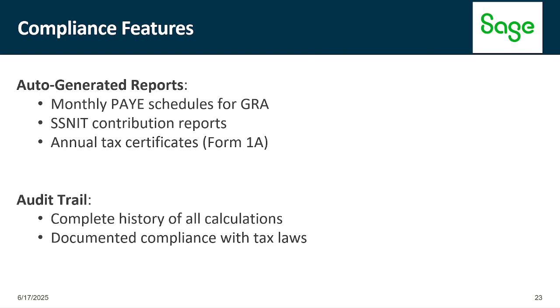Now, compliance features. Because everything is automated, your PAYE schedules for GRA are already in the system for you. You just have to print the report and file it. SSNIT reports are all already in the system, auto-generated. You can just print them. You don't have to input anything in Excel or GRA templates. Everything is there. Annual tax certificates, all those things are in the system. And an audit trail, a complete history of all calculations. Everything is documented. You know the tax you paid in January, February, everything. The track record, everything is in the system for you.